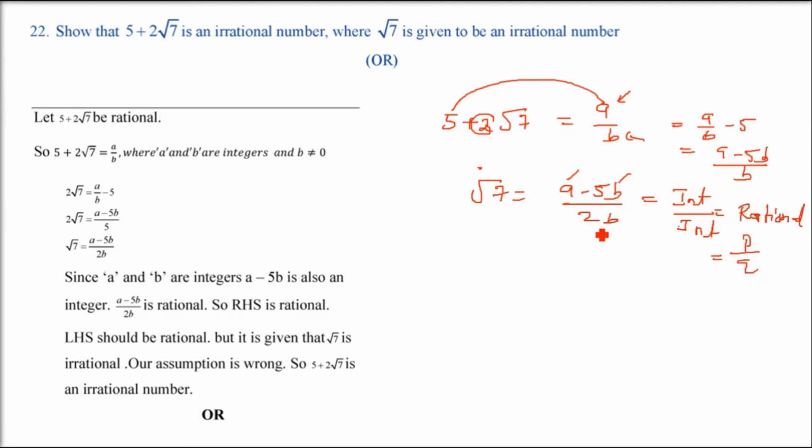It is in p by q form. But the problem is root 7 is given in the question to be an irrational number. What we assumed initially was wrong. We assumed it to be a rational number and we proved that root 7 is also rational, which it is not. So our assumption initially was wrong. It was already irrational.